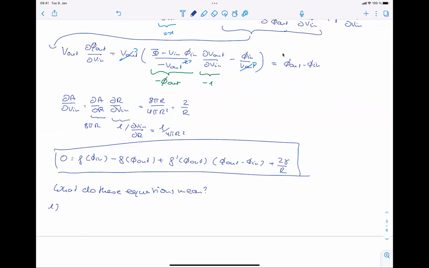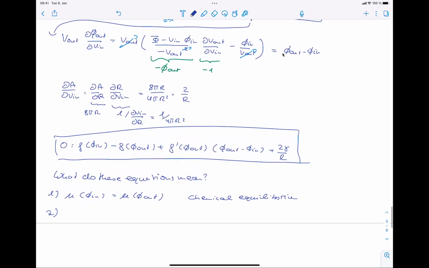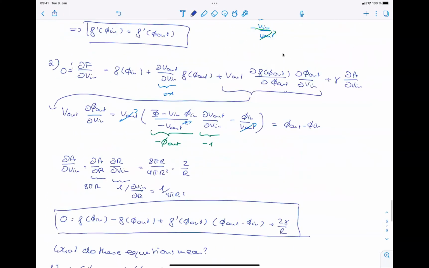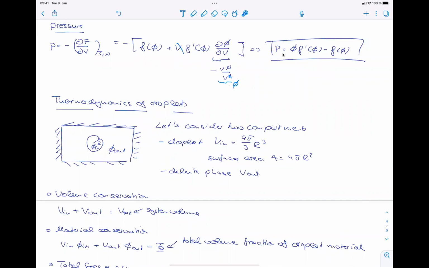So one means that the chemical equilibrium at the inner volume fraction is equal to the chemical concentration at the outer volume fraction. So that's chemical equilibrium. And the second, if we remind ourselves of the definition, look at that, the definition of the pressure. That was volume fraction derivative of the free energy minus F.